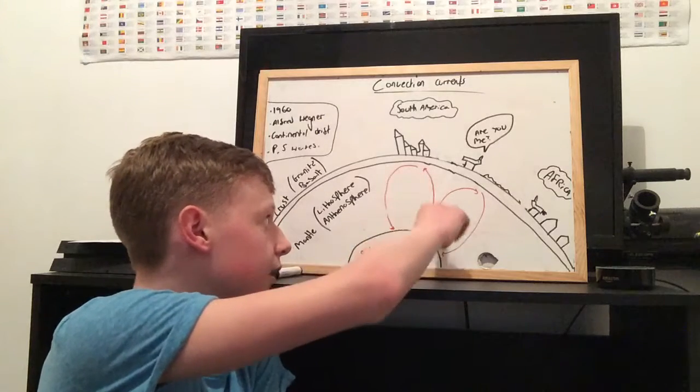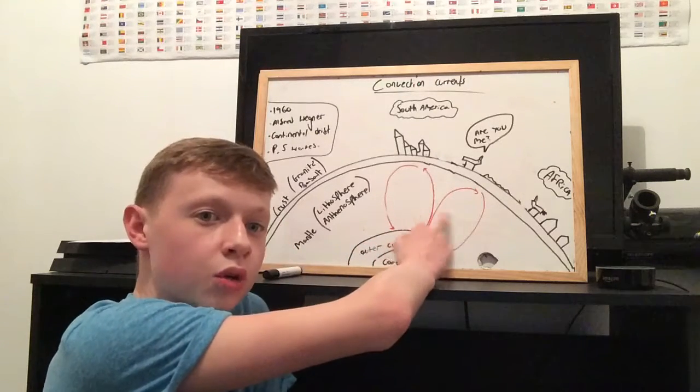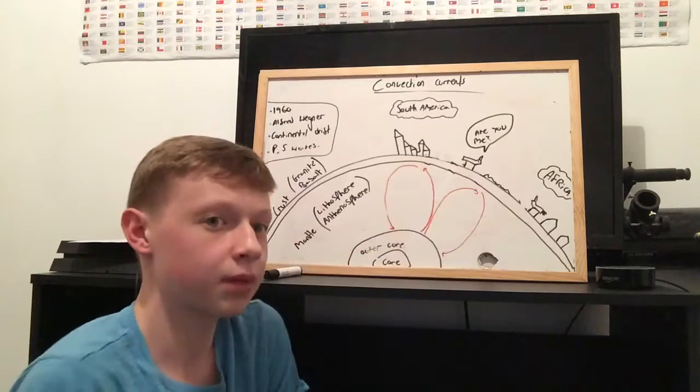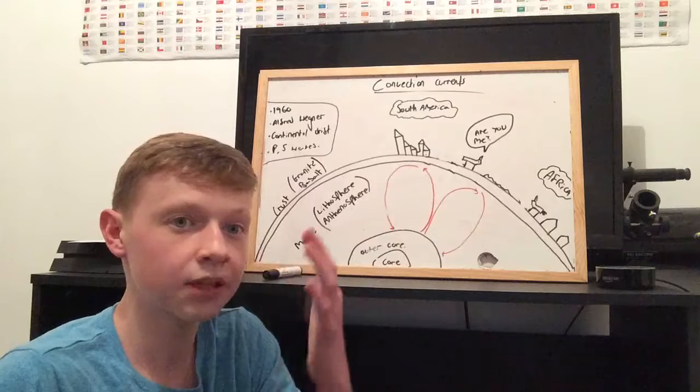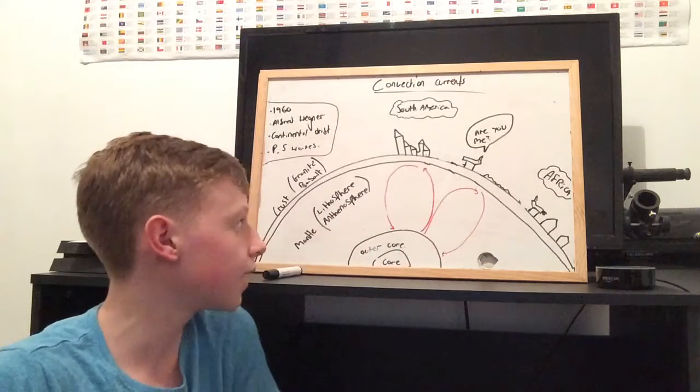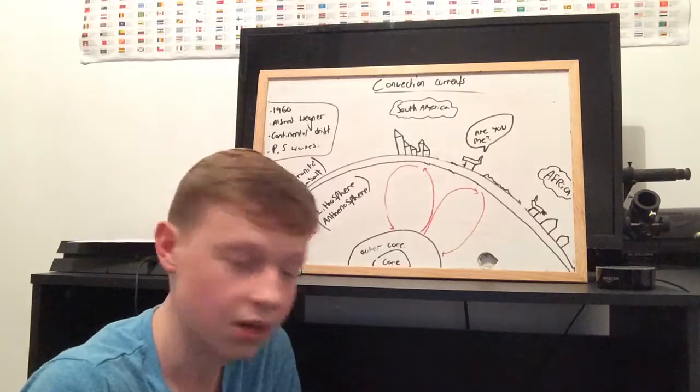So these 2 convection currents here are pulling this crust apart. I mean, we'll get on that in a minute. That is called a divergent plate boundary, which is also known as a constructive boundary.